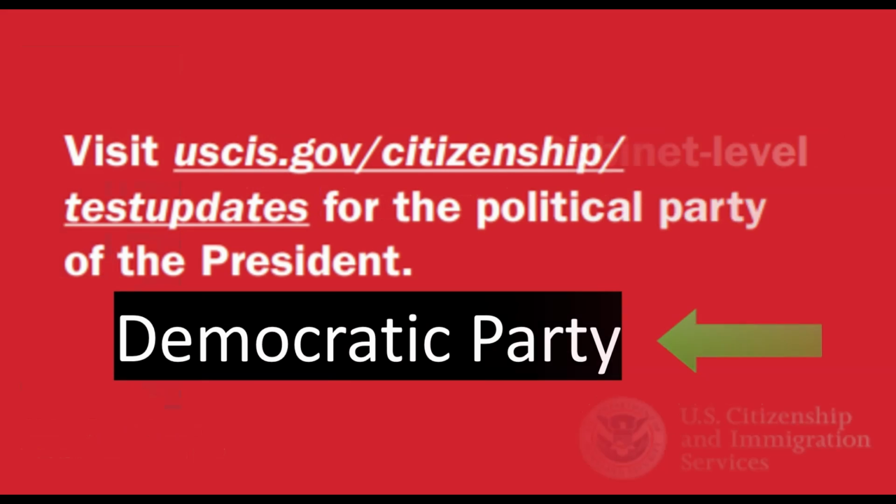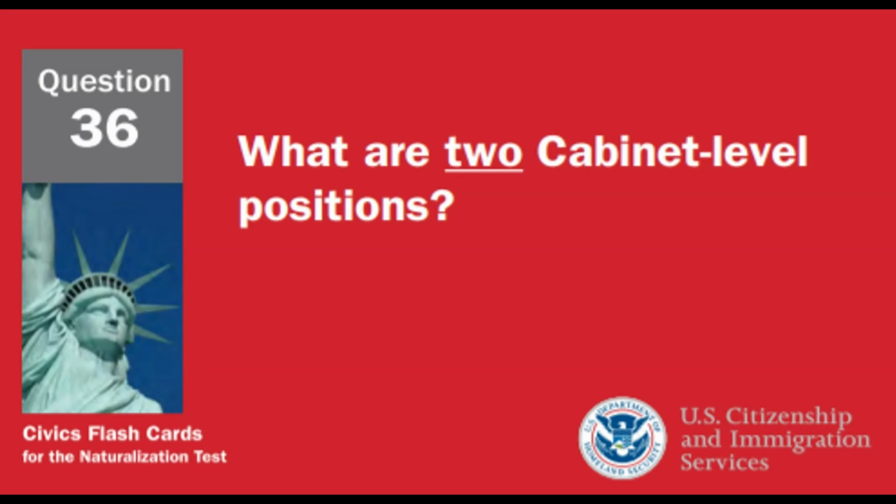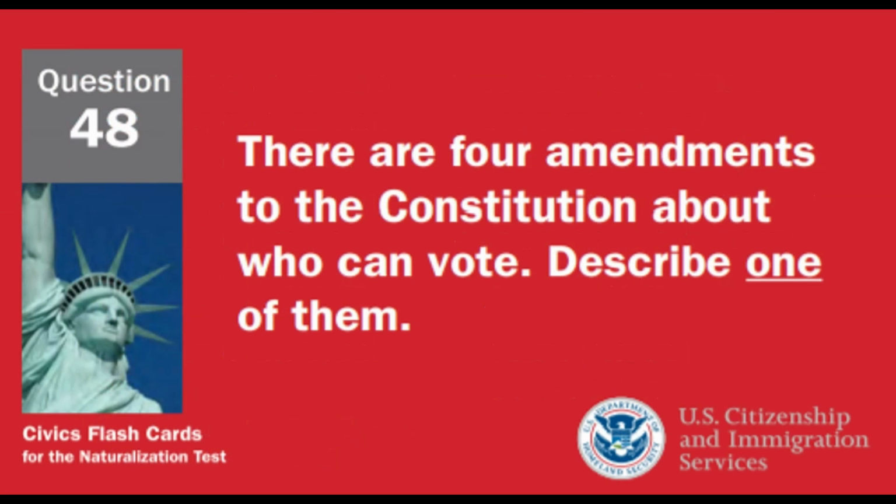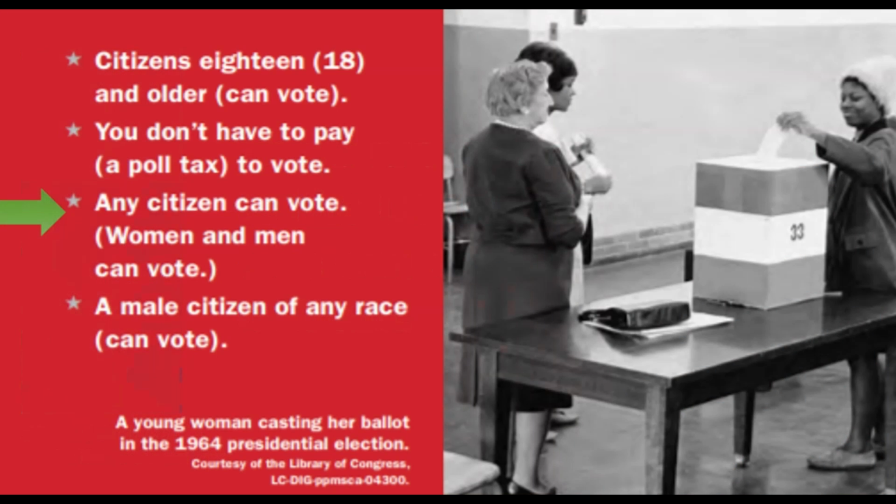What is the political party of the president now? Democratic Party. What are 2 cabinet-level positions? Secretary of Education and Secretary of State. There are 4 amendments to the Constitution about who can vote. Describe one of them. Any citizen can vote. Women and men can vote.